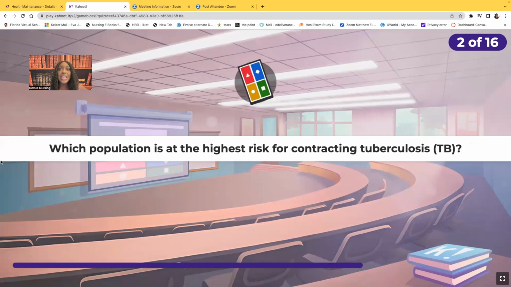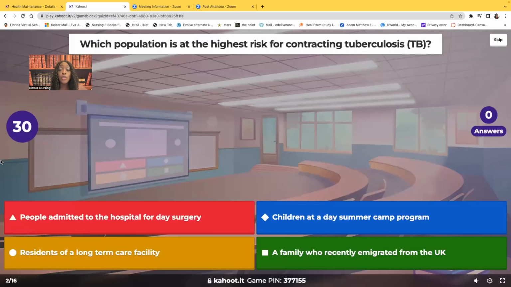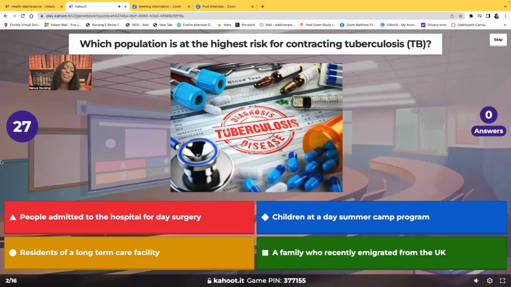Which population is at highest risk for contracting tuberculosis? Is it people admitted to the hospital for day surgery, children at a summer day camp program, residents of a long-term care facility, or family who recently emigrated from the UK?